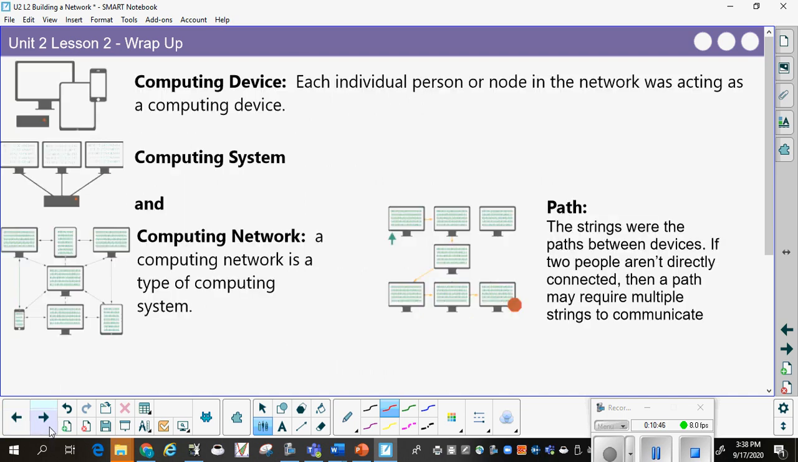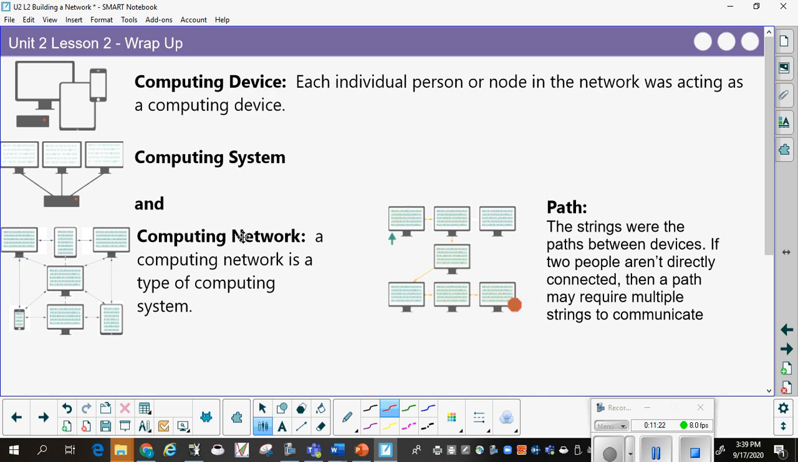Okay, this is what I have, a computing device. Each individual person or node, if we were virtual, it would have been the nodes on the paper. In person was each individual person, and the network was acting as a computing device. The path, well, that was simply the strings or the lines that you drew between the devices. Okay? If two people weren't directly connected, then a path may require multiple strings to communicate. To get from here to this guy, or from here down to here, you'd have to follow this path.